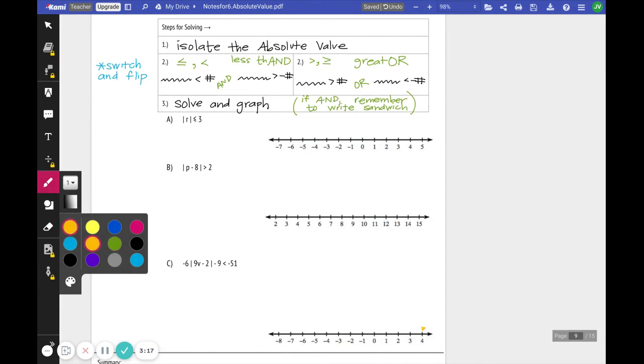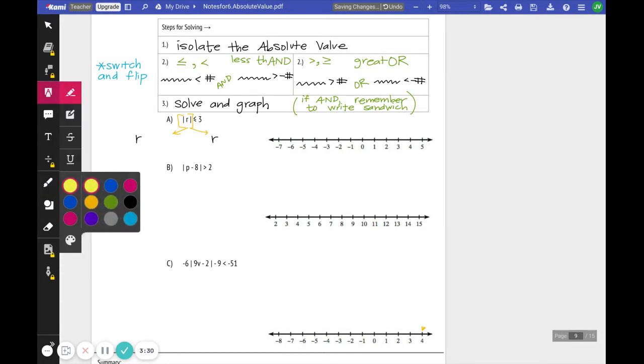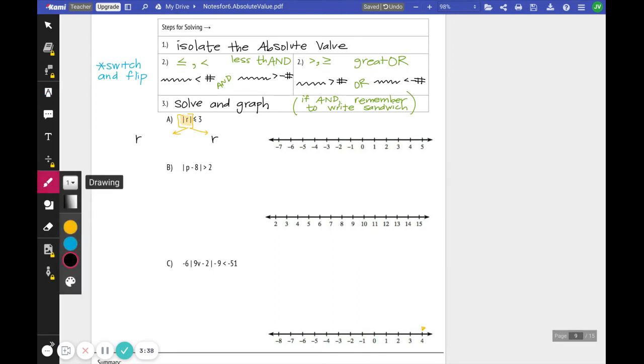We have an absolute value that's totally alone, and so we are ready to do the next step and unlock it. And when we do that, we use whatever's inside the absolute value twice. So in this case, this r right here inside our absolute value is going to form one side of our inequalities. So r is less than or equal to 3, and then switch and flip. Switch your inequality to point the other way, flip your positive 3 to a negative 3. This is a less than, so we write "and." And then it's time to graph it.